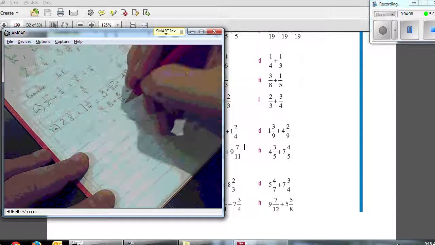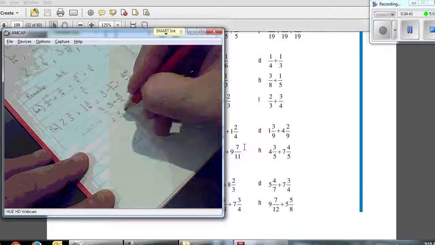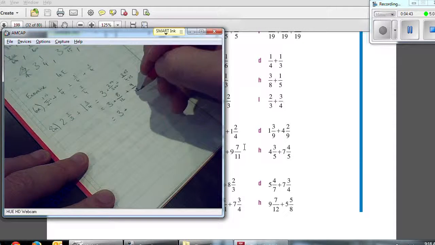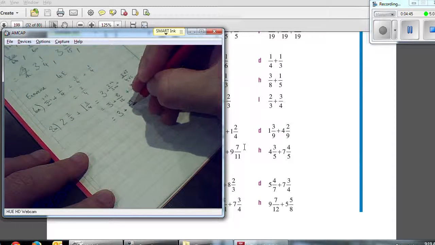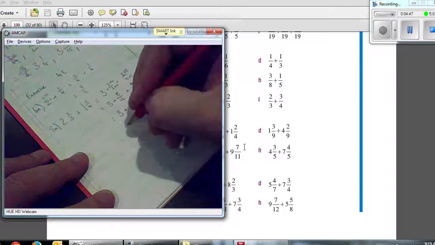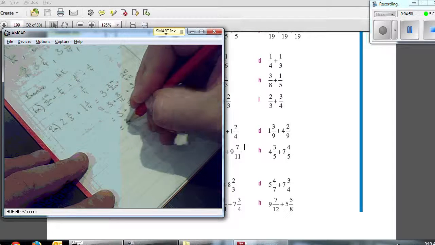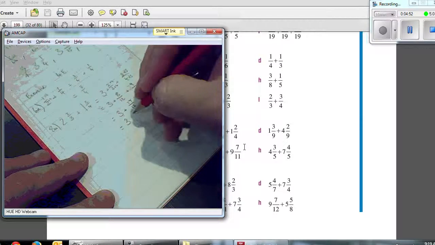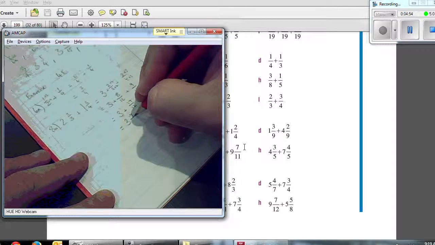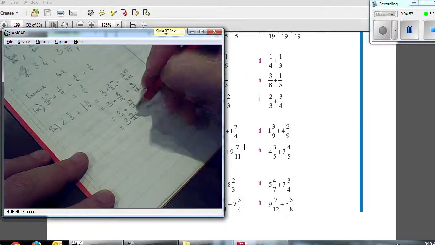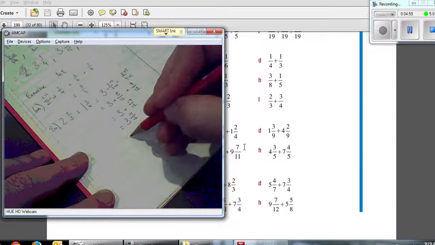Okay, now I add it together. Alright, now I add my 3 on at the end. Okay, what you will notice here is this is an improper fraction. So I need to change that.